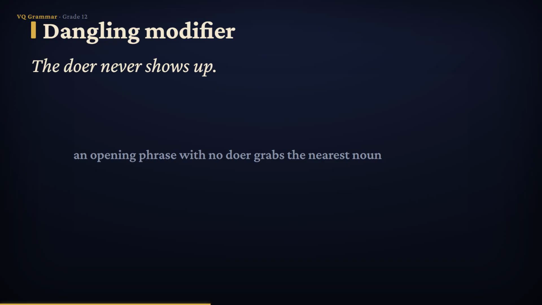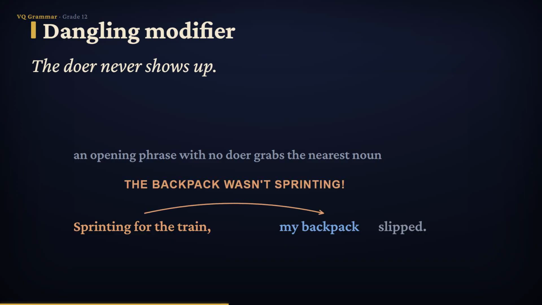An opening phrase, usually an ing or ed phrase, needs a doer, and it grabs the first noun it can reach. Listen. Sprinting for the train, my backpack slipped off my shoulder. Who was sprinting? Not the backpack. But the backpack is the nearest noun, so the sentence hands it the action. The real runner, the person actually sprinting, never appears in the sentence at all. That's what dangles. A phrase reaching out for a doer who isn't there.